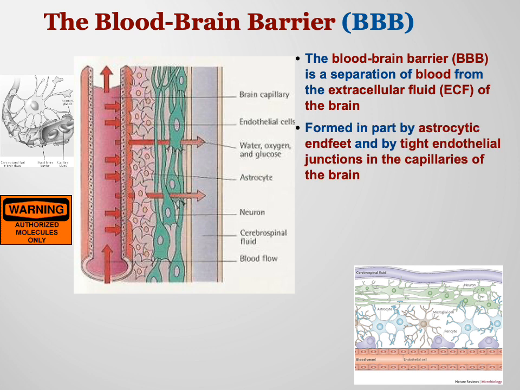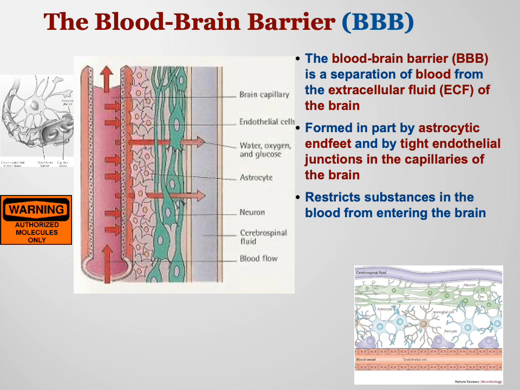It's formed in part by astrocytic end feet and by tight endothelial junctions in the capillaries of the brain. So normally capillaries throughout your body are leaky. They're supposed to be. They leak out nutrients, glucose and amino acids and ions and so on. But in the brain, we've got to be especially careful. Endothelium lines the inside of the capillary, the blood vessel. So in the brain, the endothelial junctions are very tight, and they don't allow nearly as much out as would happen in other parts of your body.